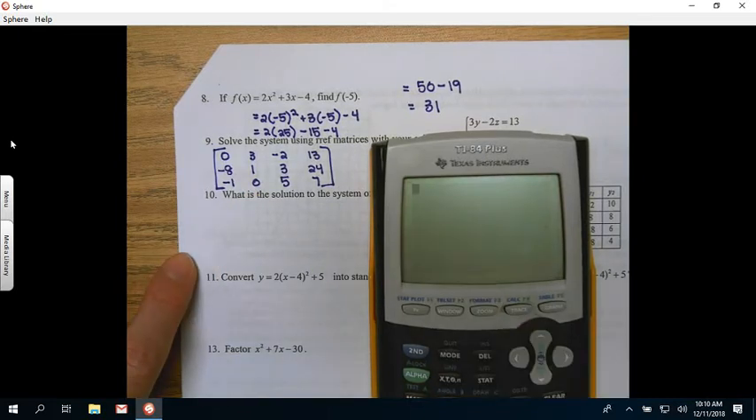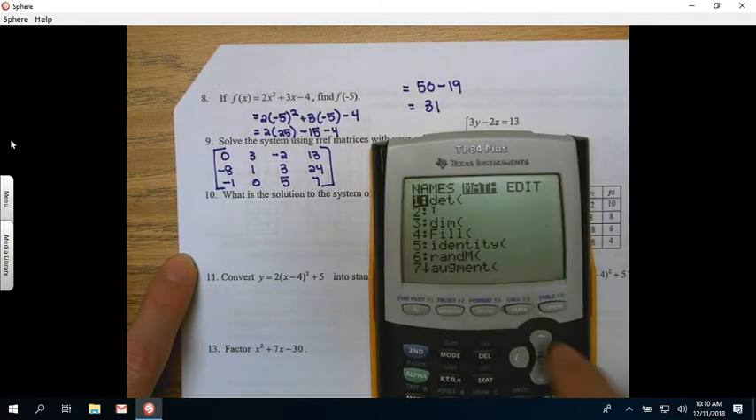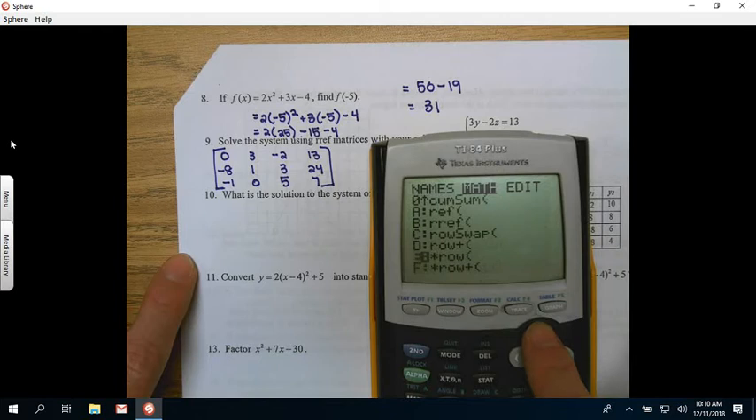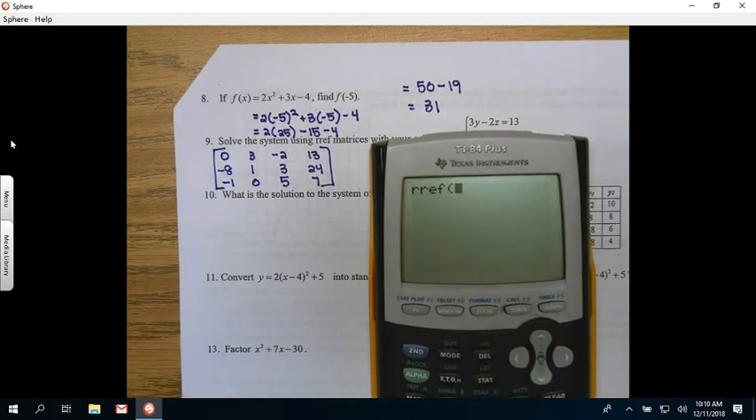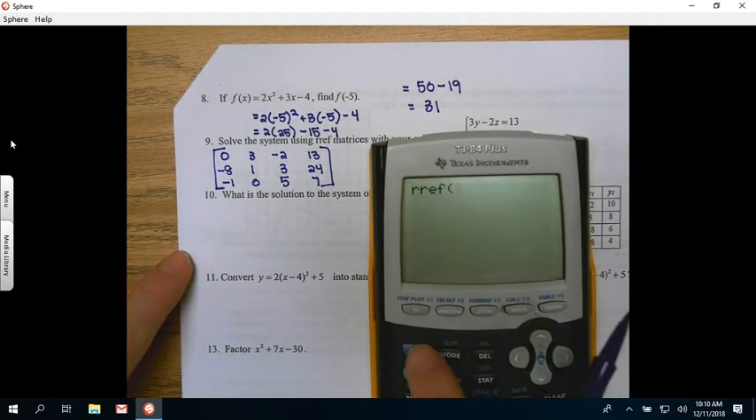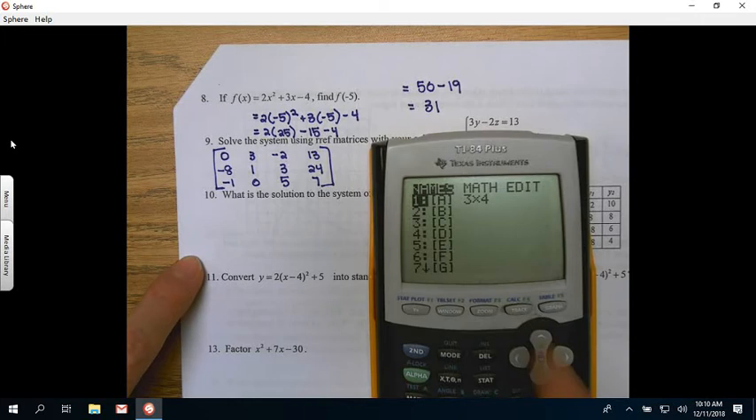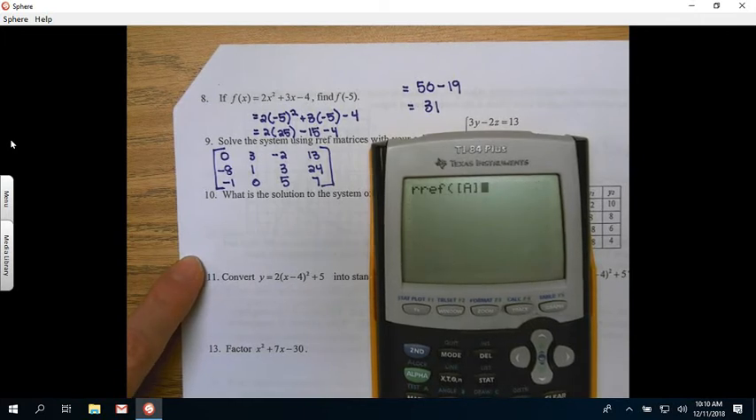So to get my RREF, I go back to 2nd x⁻¹, and this time I'm going to go to math. From math, it's actually easier to arrow up until we get to RREF, and I'm going to choose that. It's going to take me back to my main screen. Your cursor is blinking right here because it's waiting for you to tell it which matrix you want to use. So I go 2nd x⁻¹, and then hit enter. This is saying that we're going to do the RREF on matrix A.